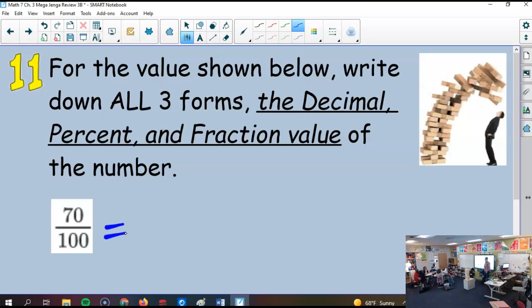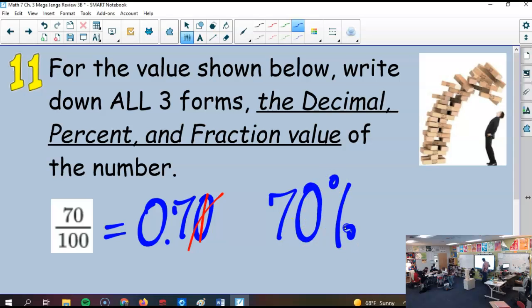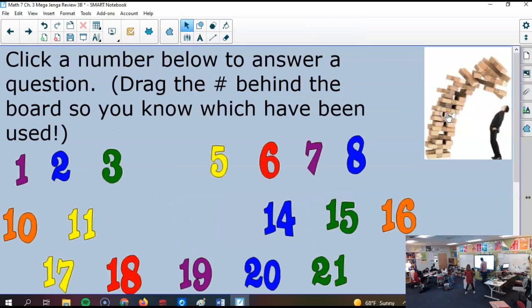Sophia, go ahead and hit us with these answers in decimal and percent form. If you're not Sophia, you should be quiet. The decimal form is 0.70, or 0.7 if you want to simplify like I did. Here, we can just cross that out. We don't really need it. And then percent form is 70%, because whatever's over 100, that is our percent. So that was 11.